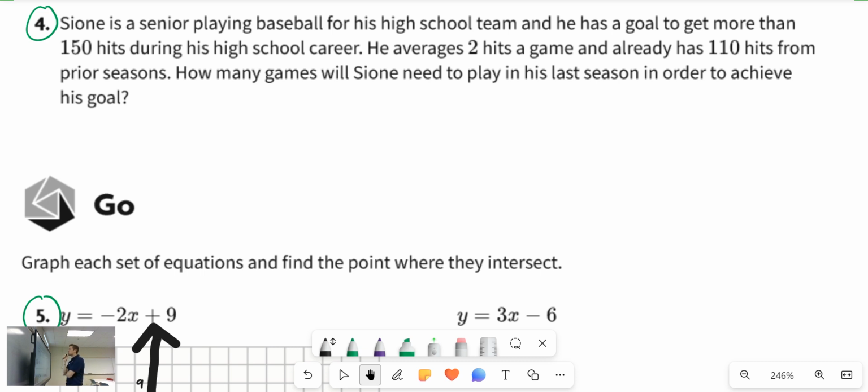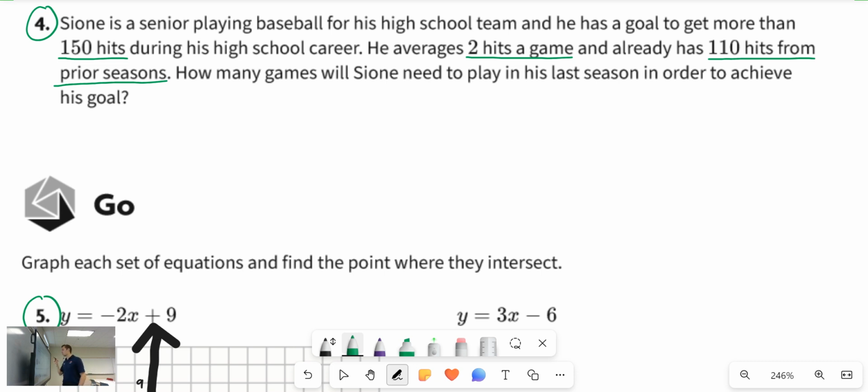Sione is a senior playing baseball for his high school team, and he has a goal to get more than 150 hits during his high school career. All right, 150 hits. This is important. Let's underline this. He averages 2 hits a game, and he has 110 hits from prior seasons. How many games will Sione need to play in his last season in order to achieve his goal?